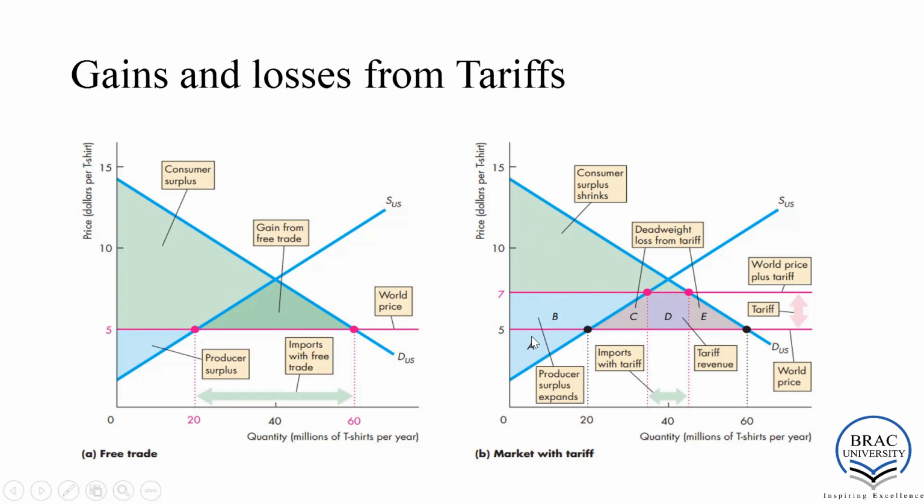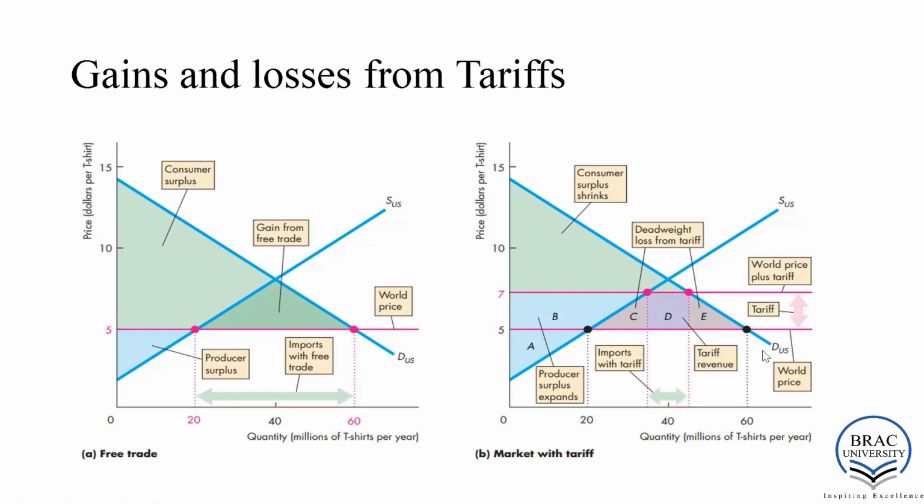What happened to the producer surplus? The producer surplus is the area above the supply curve and below the price, and this blue triangle is the producer surplus, and you can see that it has expanded. So some of the consumer surplus has been transferred to the producer surplus, right? This area B was inside the consumer surplus when there was free trade, but now after the tariff has been imposed, this area has been transferred to the producer surplus.